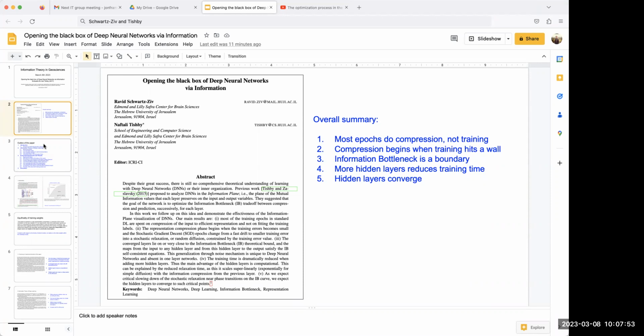So when you train a deep neural network, the compression of the inputs approaches the theoretical boundary, that is the information bottleneck. Another key summary finding of this paper is that the more hidden layers that you have in your neural network, that reduces the training time. And then after some period of time, those hidden layers will converge to a specific set of weights.